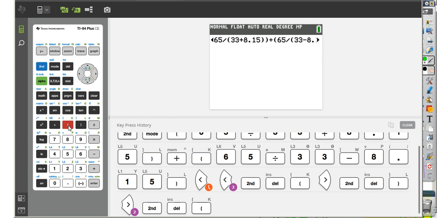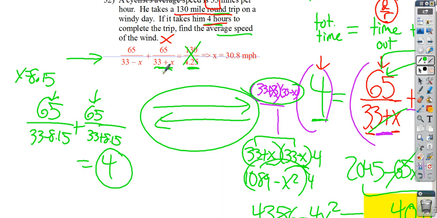I want to divide it by that entire number. So when in doubt, use parentheses. Okay, if all goes well, if this is right, we should hopefully get 4 hours approximately, and it's pretty close. The reason it's inaccurate, I think, is because we rounded. But that's how you would set it up right there.